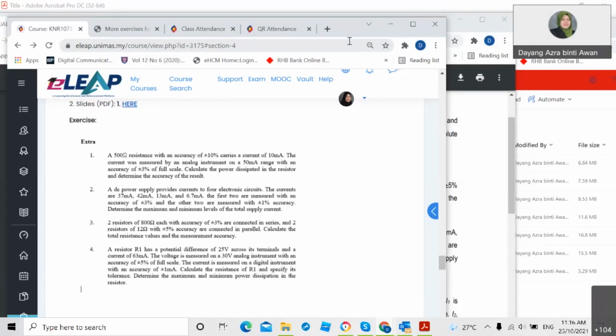A resistor of 800. So you have a resistor, you need to find the absolute error, 3% of 800, for these two resistors. There is also a resistor in parallel. So this one you need to calculate the total resistance. First the series resistor, then the second is the parallel resistor, then total up everything.